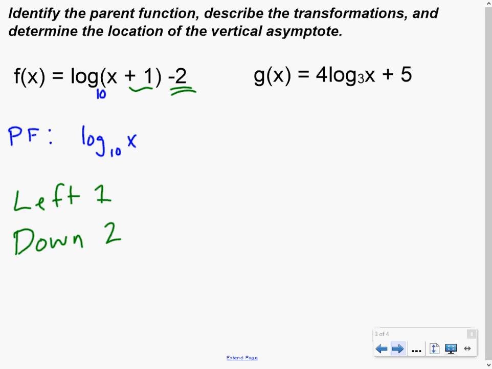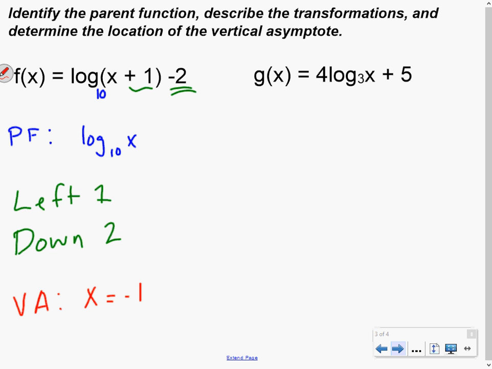Now remember, logarithmic functions have vertical asymptotes. The only way that vertical asymptotes move is left or right. So if the function was shifted left 1 unit, our vertical asymptote was also shifted left 1 unit. My vertical asymptote started at x equals 0. If it's shifted left 1, it's now at x equals negative 1.